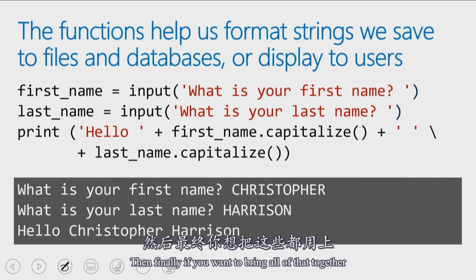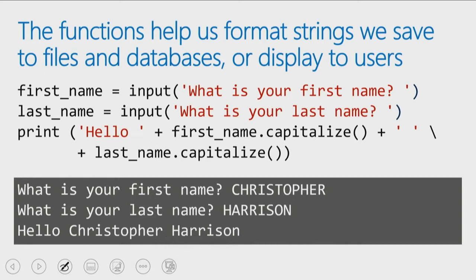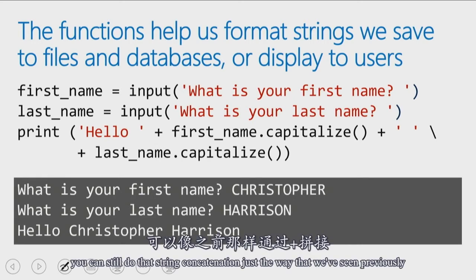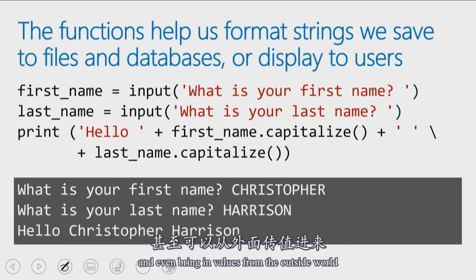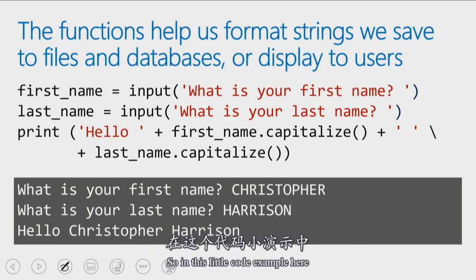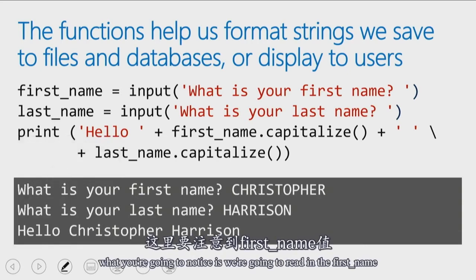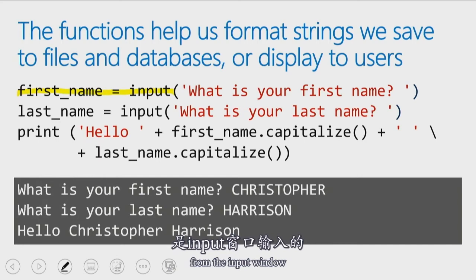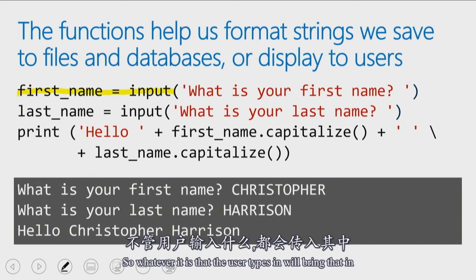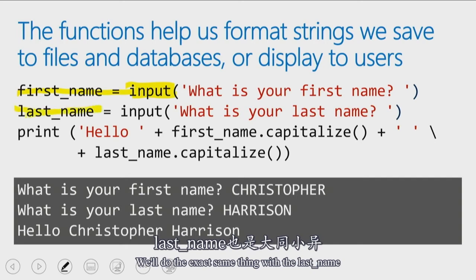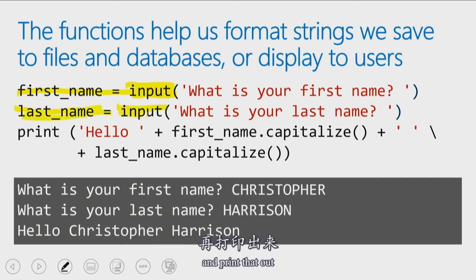And then finally, if you want to bring all of that together, you can still do that string concatenation just the way that we've seen previously, and even bring in values from the outside world. So in this little code example here, what you're going to notice is we're going to read in the first name from the input window. So whatever it is that the user types in, we'll bring that in. We'll do the exact same thing with the last name and print that out.